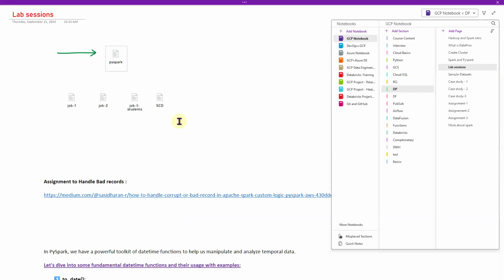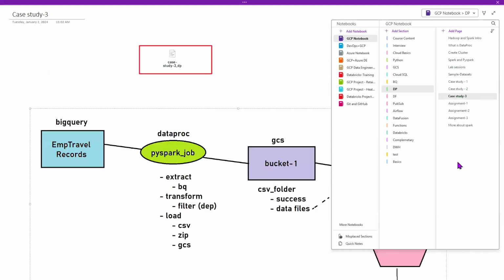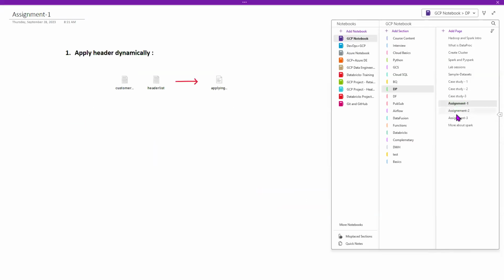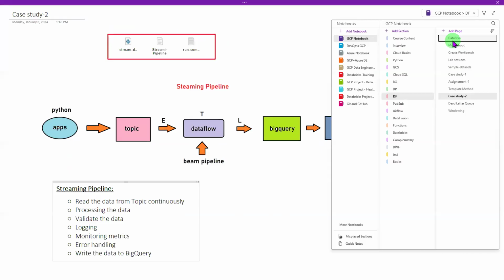And after that, the sample dataset for practice purpose, case study 1, 2, 3. I told you 3 case studies, case study 1, case study 2, case study 3. Assignments also you have here. And again, go to Dataflow. What is Dataflow?